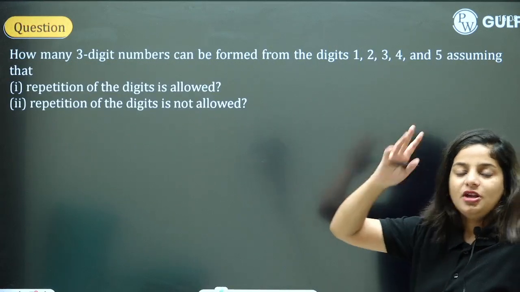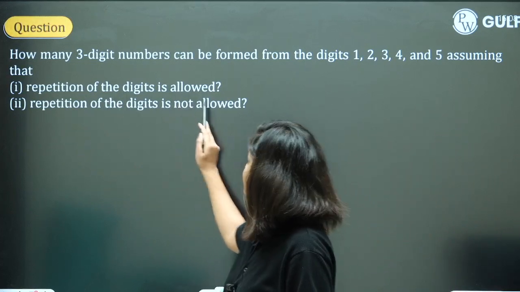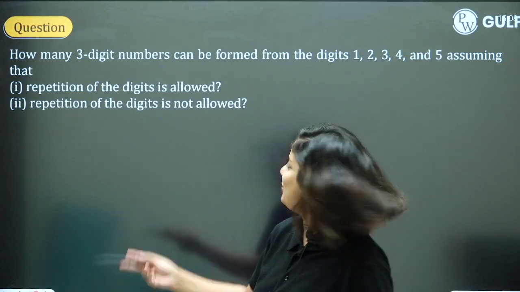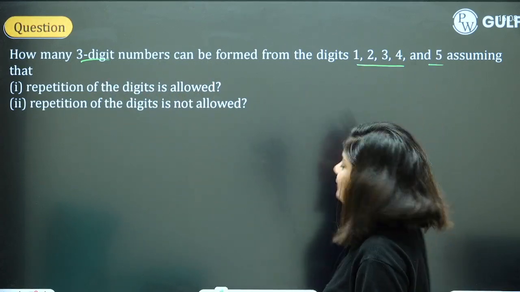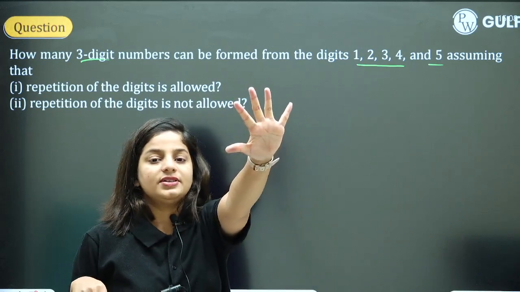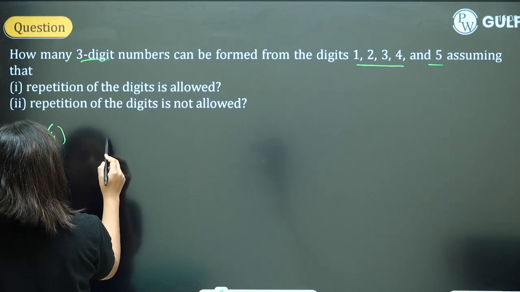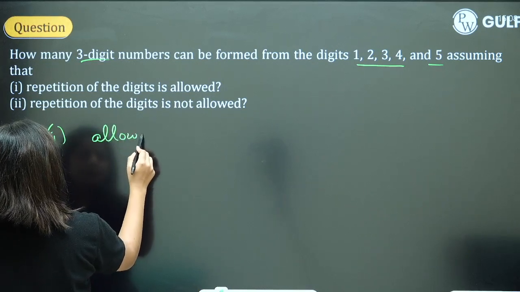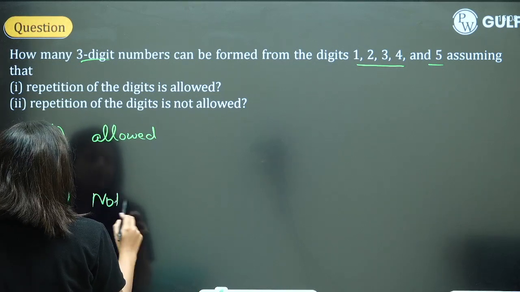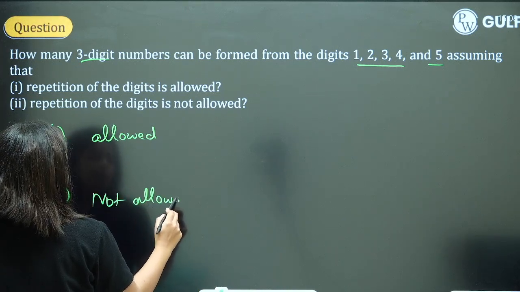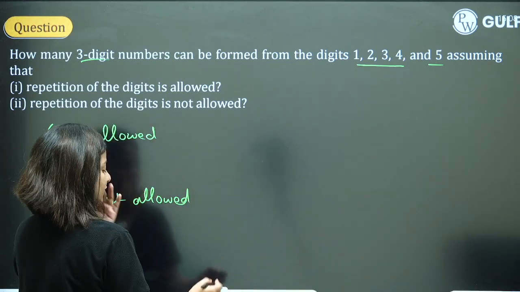Okay, next question. Now again, repetition, not repetition. First case, repetition is allowed. Second case, repetition is not allowed. But what is the question? A 3-digit number is to be formed from 1, 2, 3, 4, 5. So out of these 5 numbers, we have to form 3-digit numbers. First case, when repetition is allowed. And second case, not allowed. We just saw a question on not allowed, so let me do a question of not allowed first, and then we'll go to the allowed part.